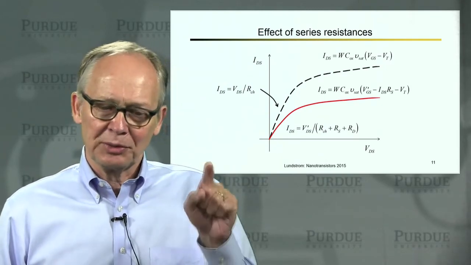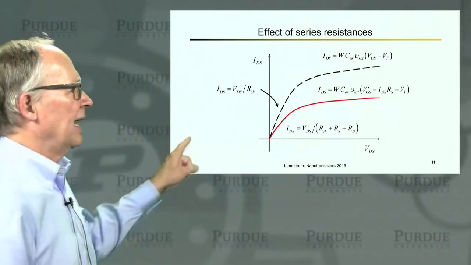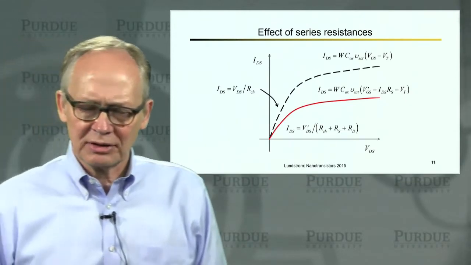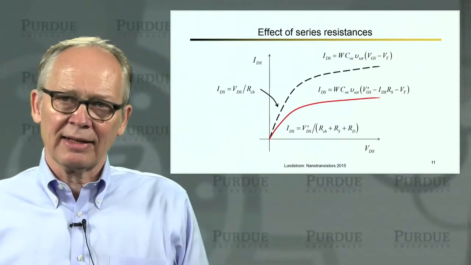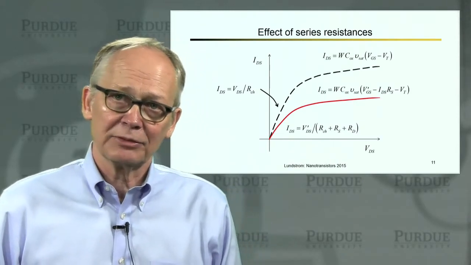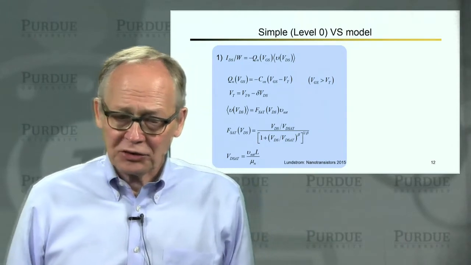So the difference between the gate voltage and the intrinsic source is reduced, and that means that the saturation current is also going to be reduced. So it's very important when analyzing experimental data to account for the fact that there are these series resistances which are inevitably there. So this is our simple model.